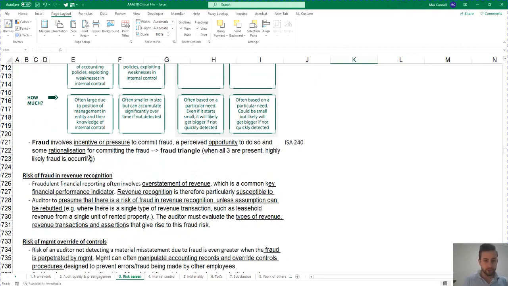So fraud usually involves incentive or pressure to commit fraud, a perceived opportunity to do so, and some rationalization. When you get all three, it's highly likely fraud is occurring. This is called the fraud triangle. It's comprised of 1. incentive or pressure, 2. opportunity, 3. rationalization.